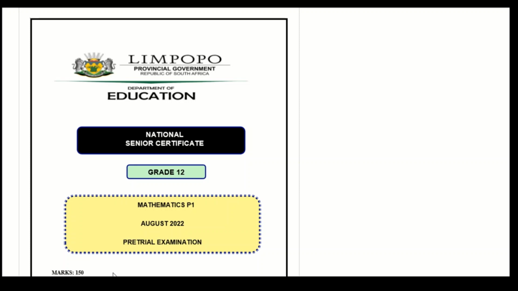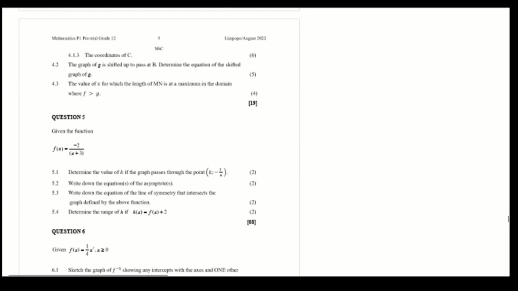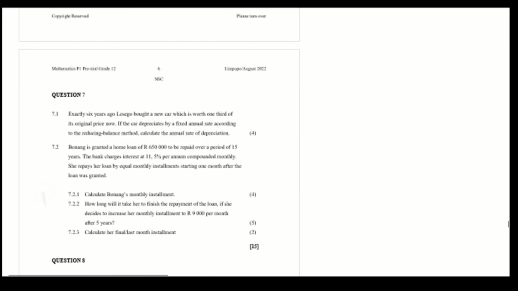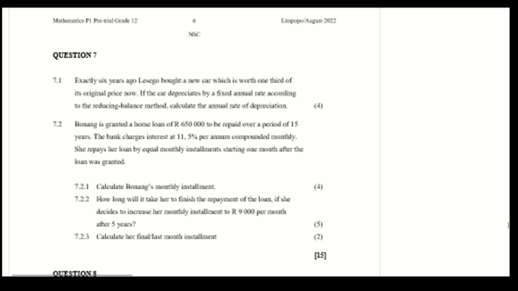Guys, so in this video we're going to be doing a Limpopo Prelim past paper that was written last year. So we're going to be focusing on financial maths. These are the questions that we're going to be doing for financial maths, starting from 7.1 all the way up to 7.2.